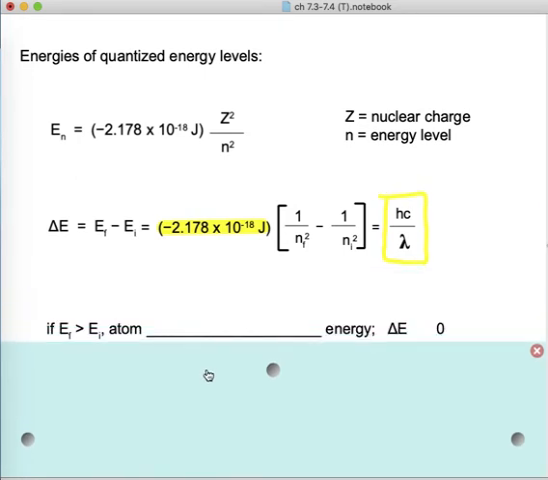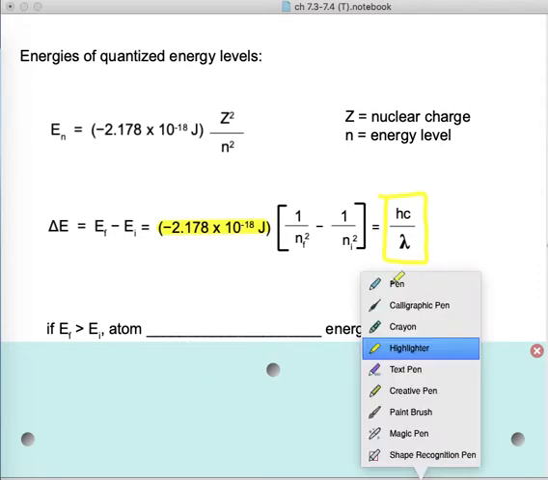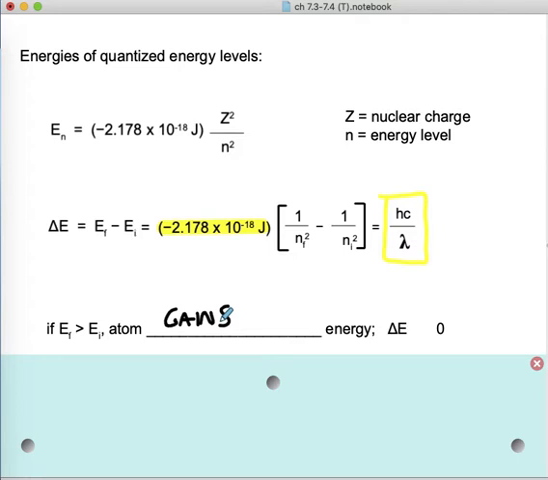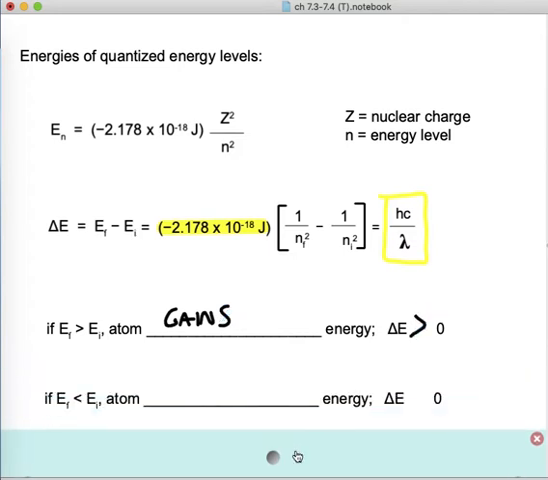So, if the final energy level is greater than the initial energy level, then that means the atom gains energy, and delta E from the atom's point of view is positive. On the other hand, if the final energy is lower than the initial energy level, then that means that the atom loses energy, and delta E therefore is negative.